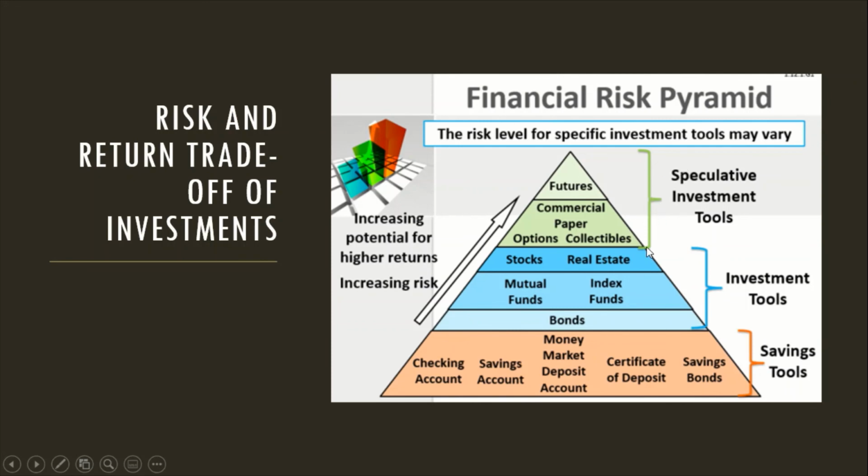Again, habang nagiging unpredictable ang isang investment, tumataas yung kanyang possible return. Pero yung kanyang risk, tumataas din. Okay. So, dito, nasa gitna lang yung bonds. After the saving tools, nandun na yung bonds because it's a form of investment, but it's the safest form of investment. As you can see, susunod sa kanya, mutual funds, index funds, and then we have stocks and real estate. Higher than that, we have commercial papers, options, collectibles, and then we have the futures.